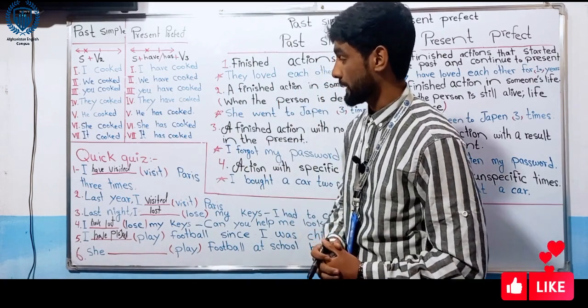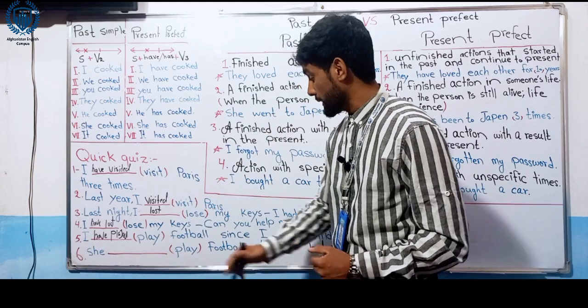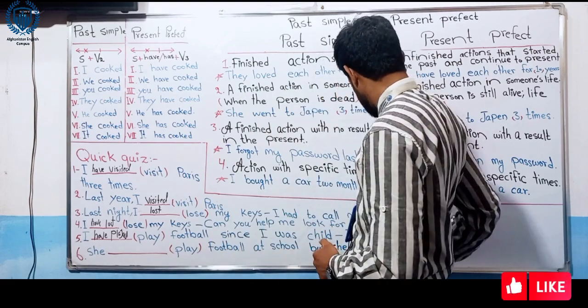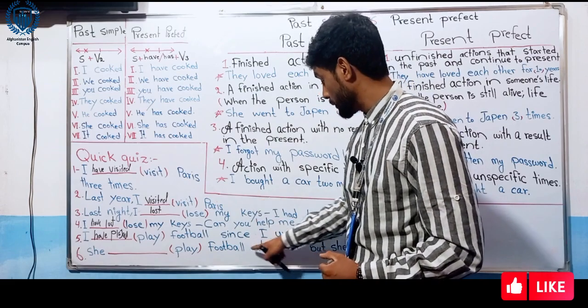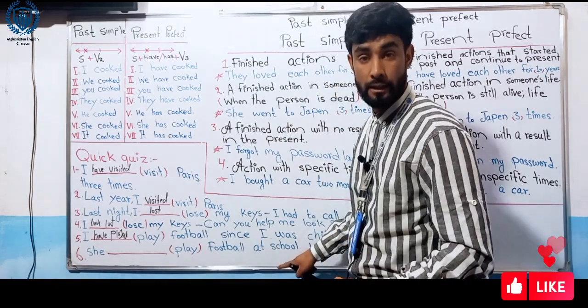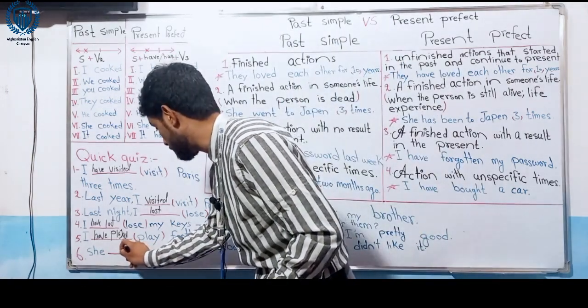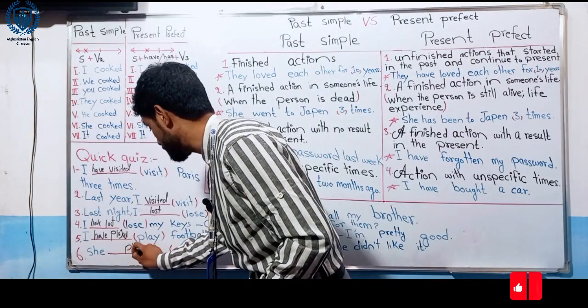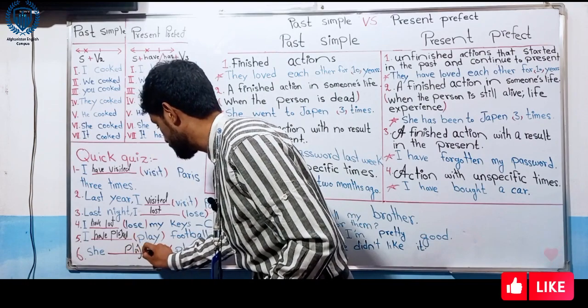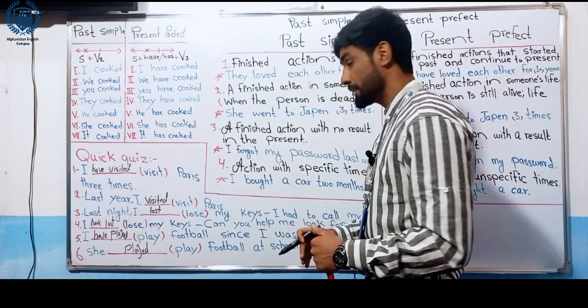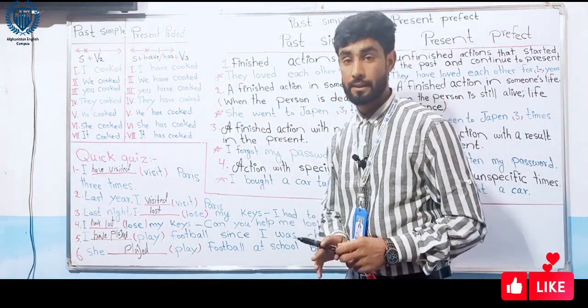Sentence number 6. She plays, the verb, football at school, but she didn't like it. So at school it was a time. School time, still it's a time in the past. So we have to use simple past tense. She played football at school, but she didn't like it. It's a simple past tense.